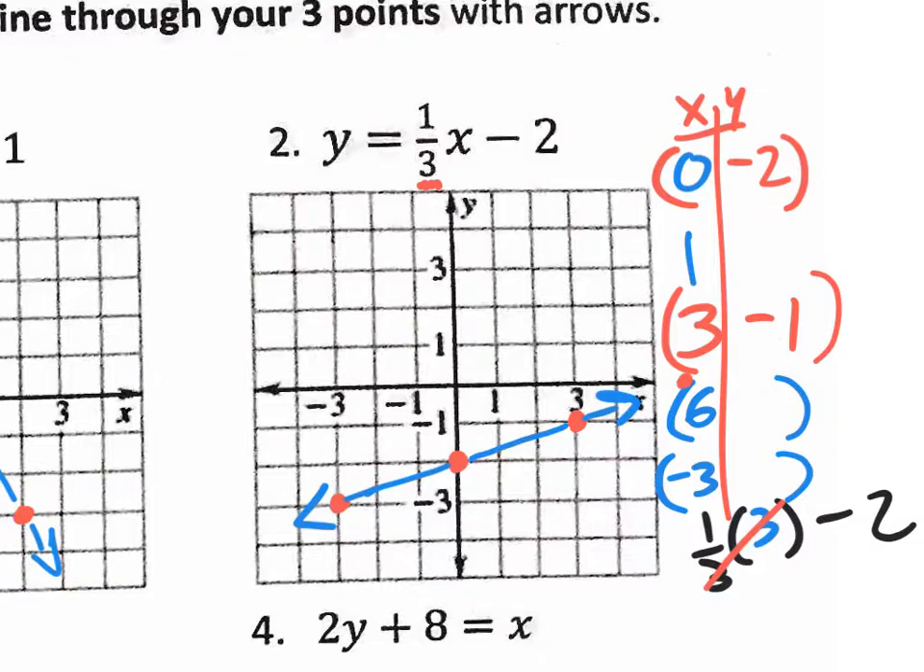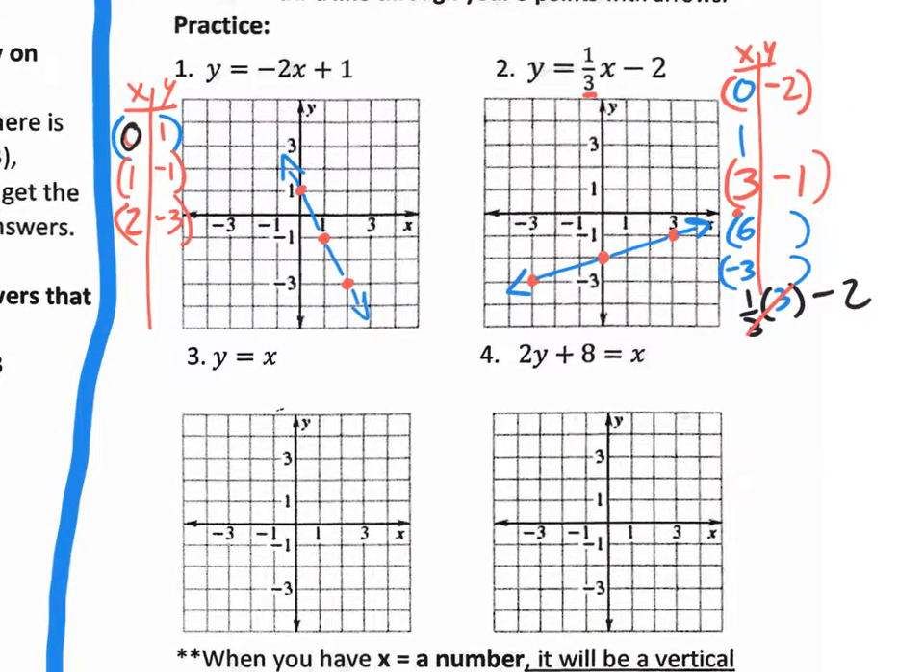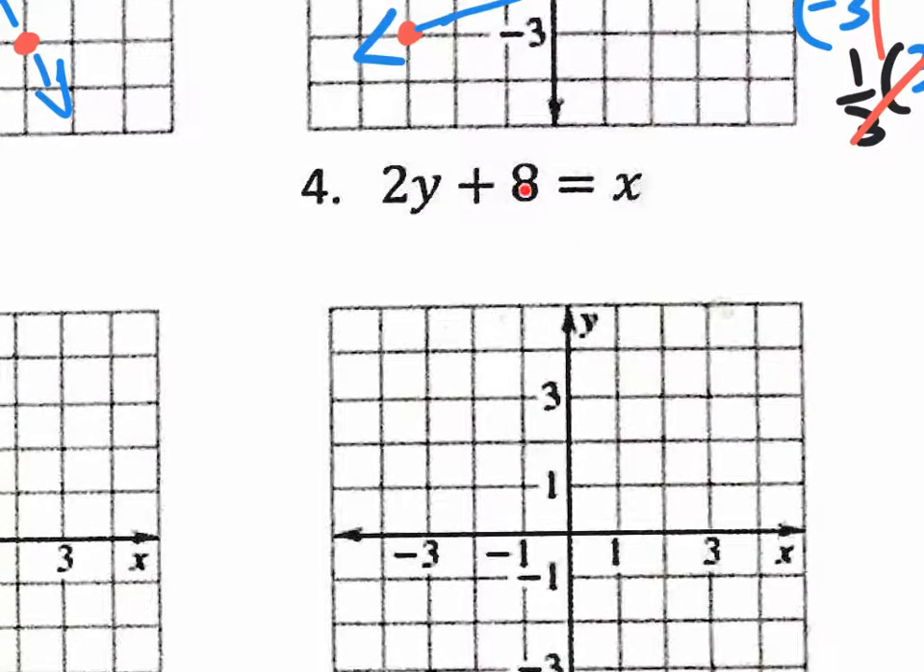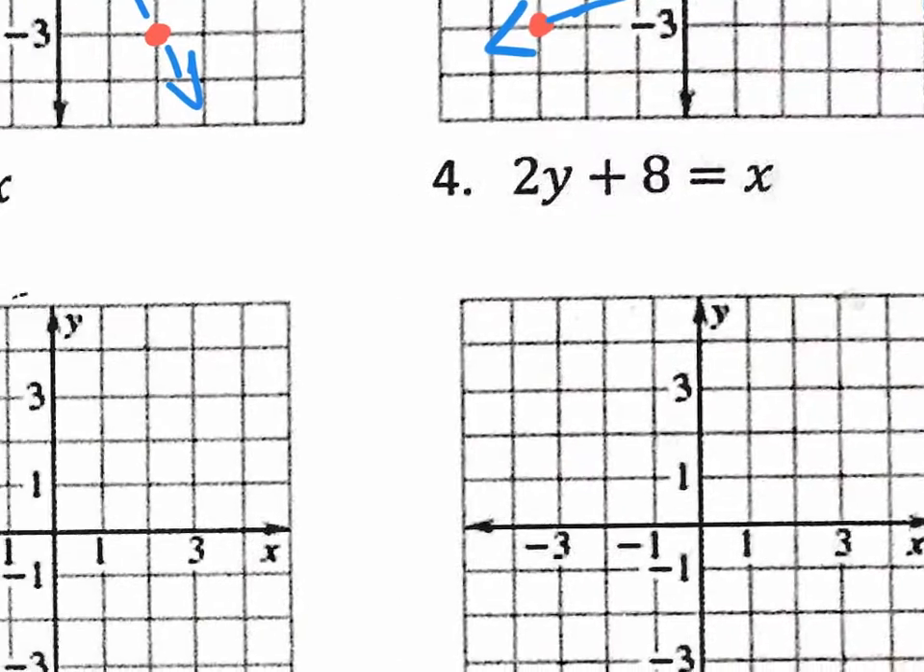Now, some of these you're going to have to get it in function form. Like number 4, you'd have to first subtract 8, and then rewrite it, and then divide everything by 2. Then you'd have it in function form. Then you could use an XY table.